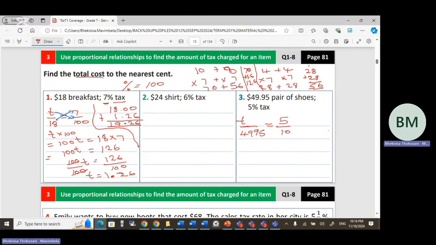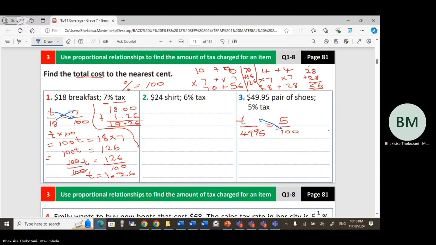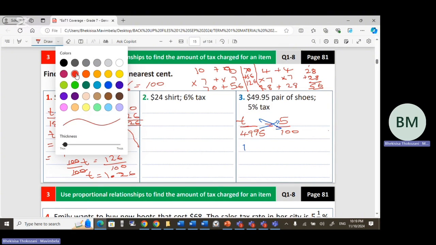So it's the same process. And then I cross multiply. All right. So then I cross multiply as usual. Okay. So again, here I'm going to multiply T times 100, which is 100T. I showed you already how we do that in the previous example. So this is going to be 100T.